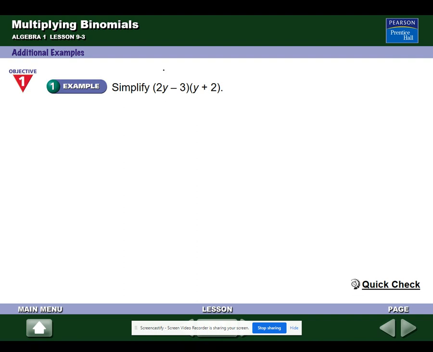Here's why. What you're going to do is multiply every term in the first set of parentheses by every term in the second set of parentheses. If I'm going to multiply 2y by y, those two terms would be respectively in the first position of their set of parentheses. That's F. If I'm then going to multiply 2y by 2, you're multiplying the term that's on the far left by the term that's on the far right.